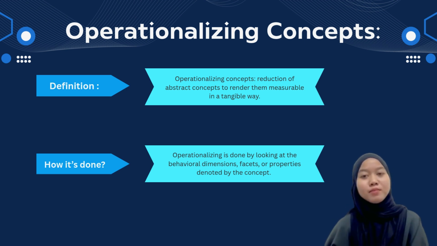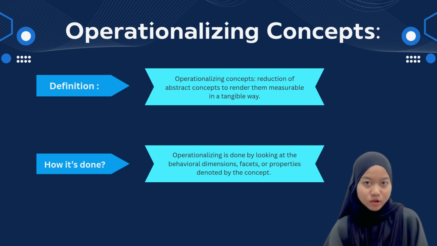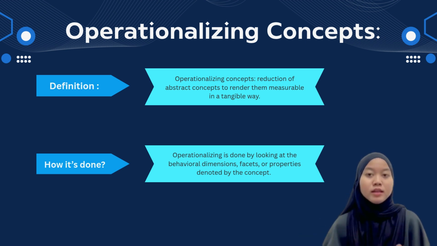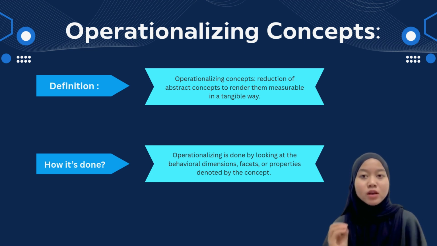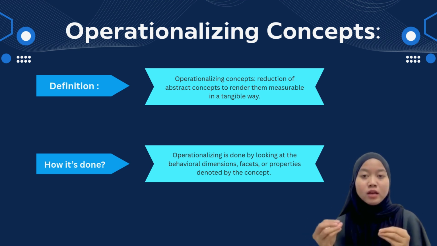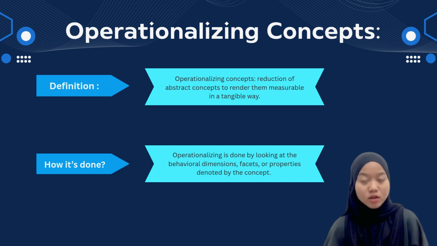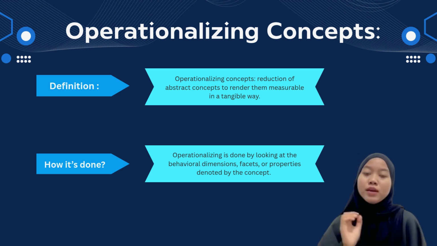Okay, what is more is operationalizing concepts. The definition of operationalizing a concept is the reduction of abstract concepts to render them measurable in a tangible way. How is it done? It's done by looking at the behavioral dimensions, features, or properties denoted by the concept. For example, customer satisfaction could be operationalized through several questions about purchase frequency, ratings, or complaint rates.